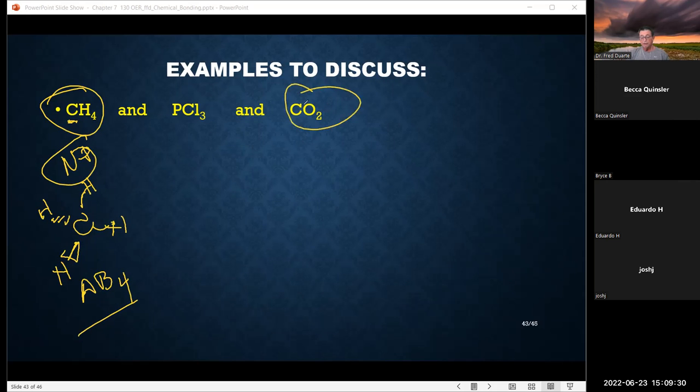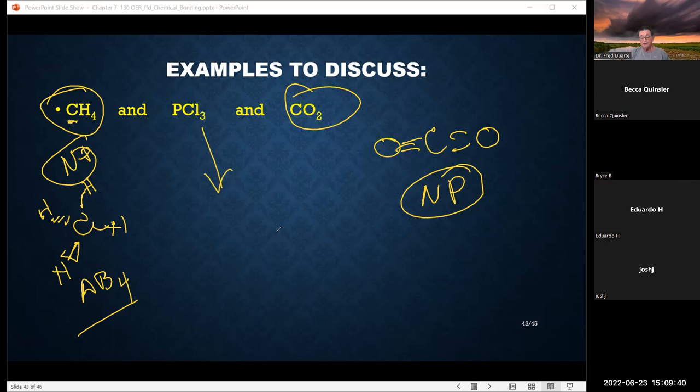We talked about carbon dioxide, where the polar bonds cancel each other out, so we end up overall with a nonpolar molecule. And if we do this one, you need the Lewis dot structure, and I'll let you run through that. It's very similar to ammonia, and you end up with this structure here.